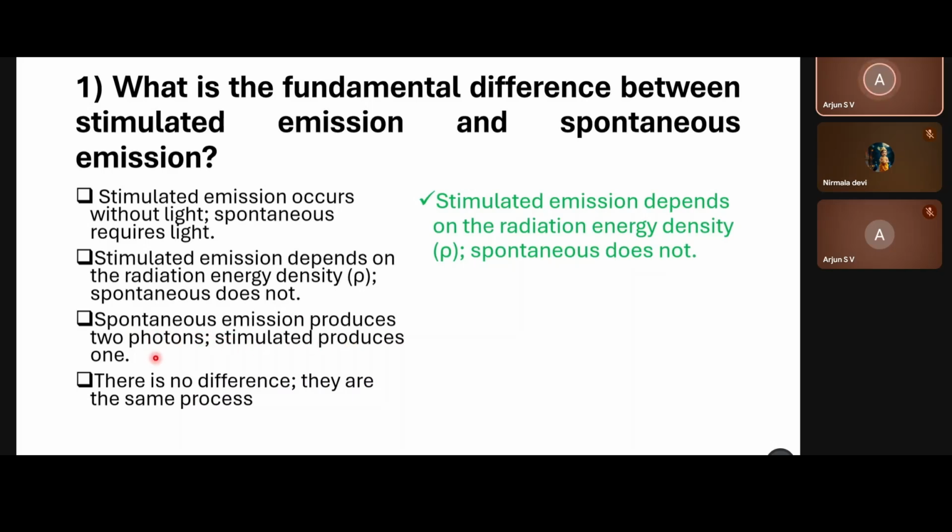One is the photon that induces the stimulation, the other is the energy that is released when the excited state relaxes back to the ground state. And they are not the same process, so the last option doesn't hold true either. So the right answer is B, where stimulated emission depends on the radiation energy density, whereas spontaneous does not. And that's the reason it's called spontaneous emission.